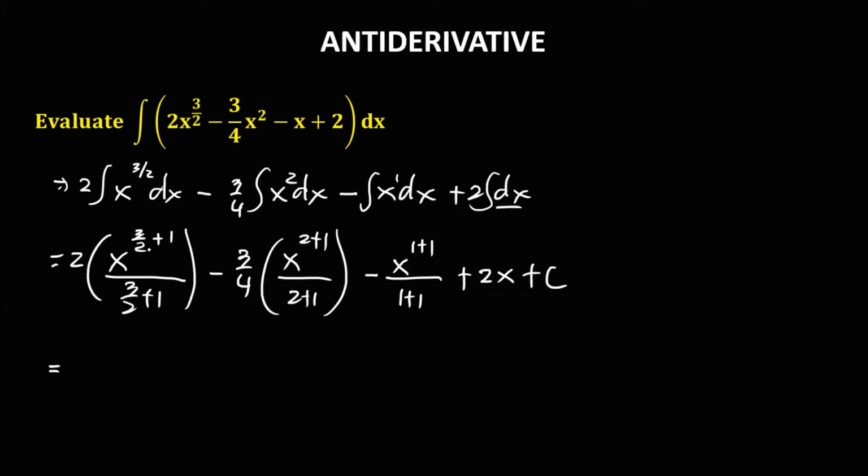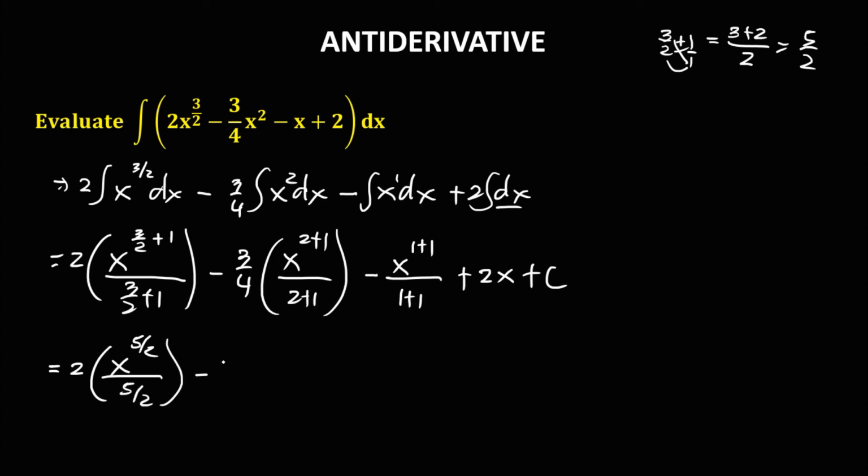Then to simplify, so this 3 over 2 plus 1, so we can use cross multiplication. So this one is 3 plus 2 times 1, that's 2, then over, that's 2. So therefore, that's 5 over 2. So we have now 2 times x to the power 5 over 2 over 5 over 2. Then minus 3 over 4 times, so x to the power 3 over 3. Then minus x to the power 2 over 2 plus 2x, then plus c.